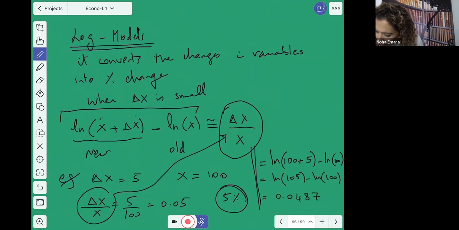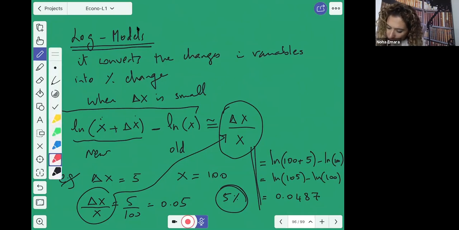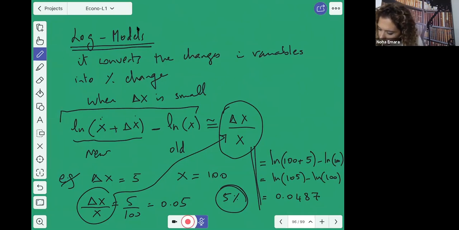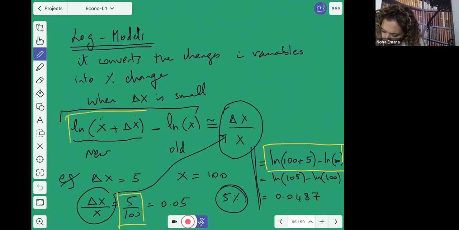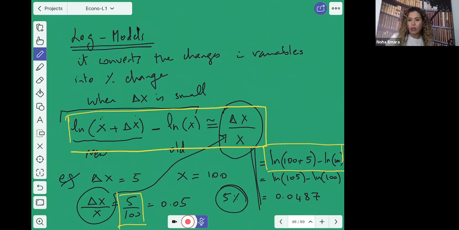you would find it equal to 0.0487. So whatever I get out of this equation is the same as whatever I get out of this ratio. Why? Because based on this rule, they are approximately the same. When I get 0.0487 from the first rule, I can easily say this is approximately equal to the 0.05.